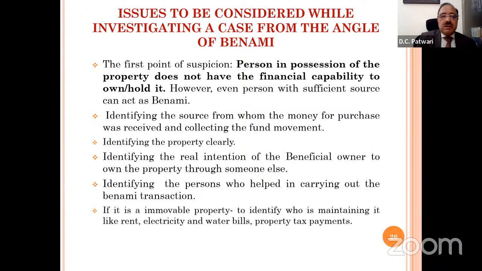Investigation from the Benami angle: the first point of suspicion is that the person in possession of the property does not have financial capability. This is the first point one actually needs to go into, and then identifying the source from whom the money for purchase is received, then identifying the property clearly, identifying the real intention of the beneficial owner and the persons who helped in carrying out the transaction, against whom the proceeding will be initiated.